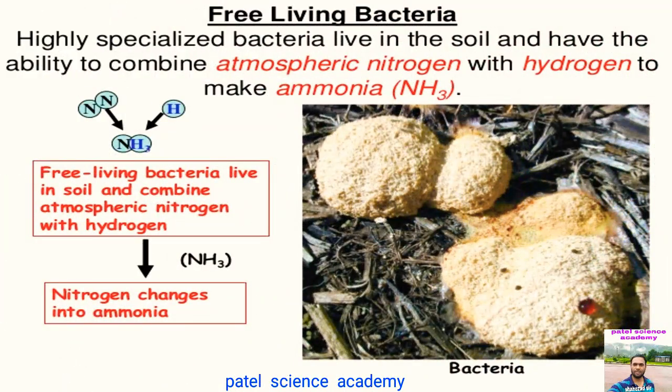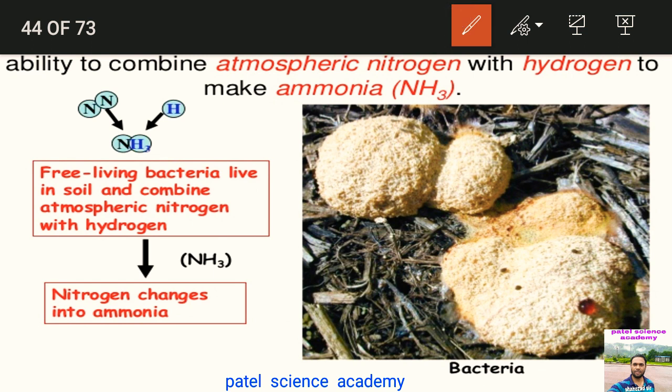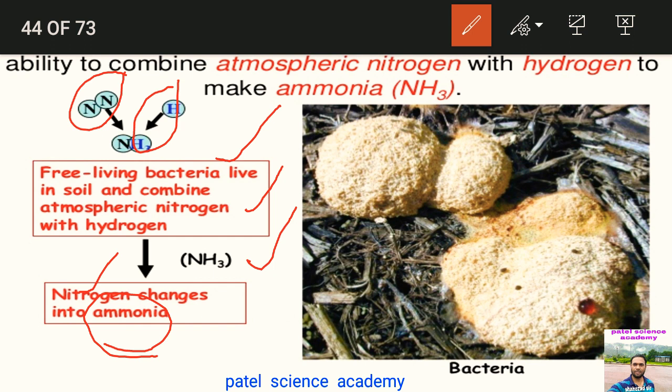Thereafter, free living bacteria, as I told you, these highly specialized bacteria live in the soil and have the ability to combine atmospheric nitrogen with hydrogen to make ammonia, that is NH3. So this is that bacteria, dear students. This free living bacteria lives in the soil, combines atmospheric nitrogen with hydrogen, changes nitrogen into ammonia, and provides this nitrogen to the roots of the plant.